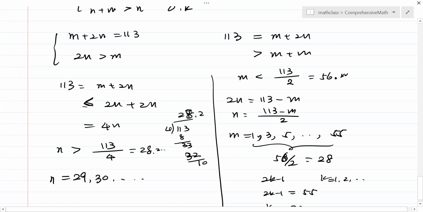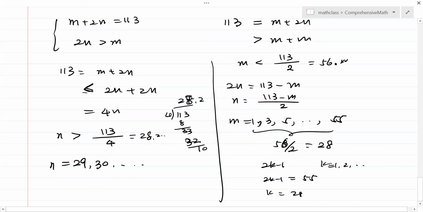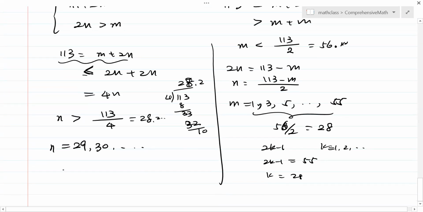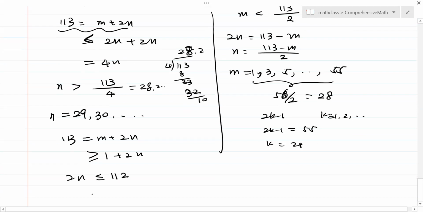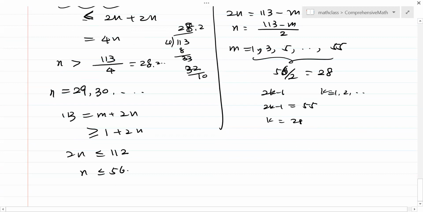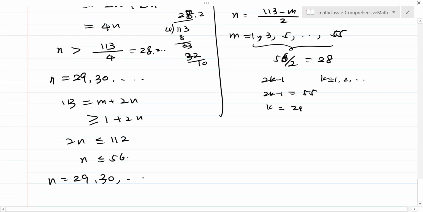Okay, so that means n is going to be 29, 30, and so on, but n cannot be arbitrarily large. There's an upper bound for n, so you still have to do a little bit of work here. The upper bound for n is coming from the equation here. So m is less than 2n, but m is greater than 0. m cannot be less than 1, so 2n is less than or equal to 56, so n is less than or equal to 56, okay? So there is a range for n, and n can be any integer. As long as you have an n, you can get m. So n could be 29, 30, all the way to 56.